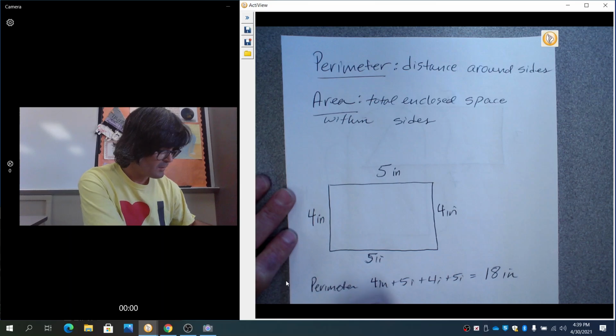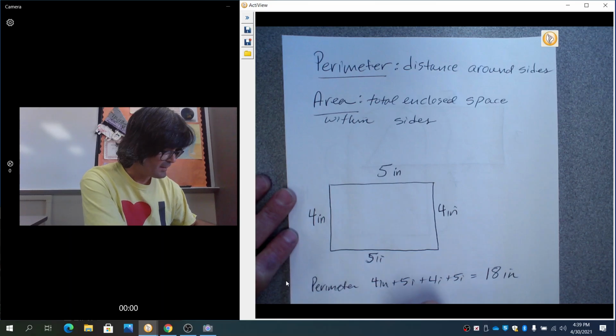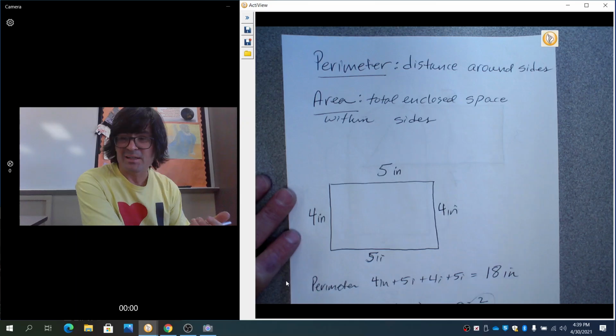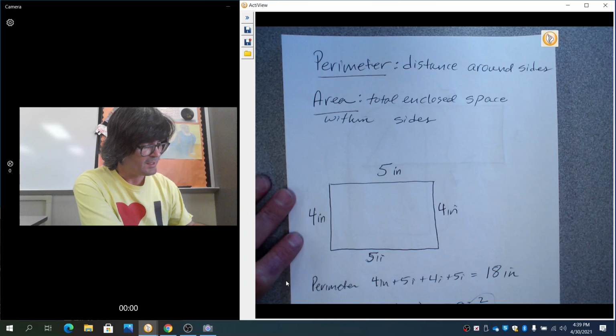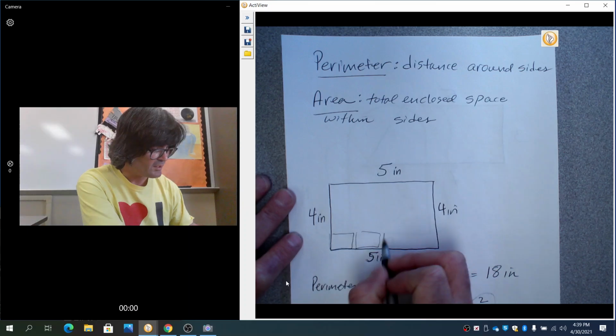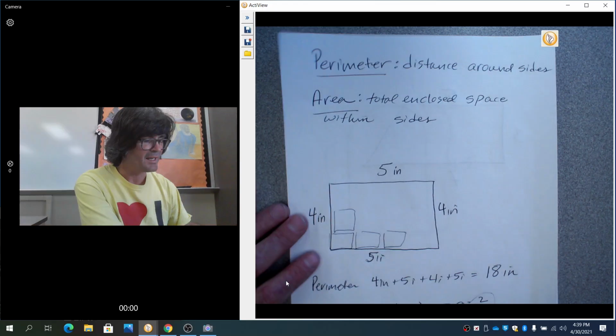For area, you just do the width times the height. So that's going to be 4 inches times 5 inches, which multiplies to be 20 inches squared. The units for area is something squared, inches squared, meters squared, feet squared, because that represents a square inch and maybe another square inch, and it just measures how many square inches could fit in a figure, not drawn to scale, but you get the idea.